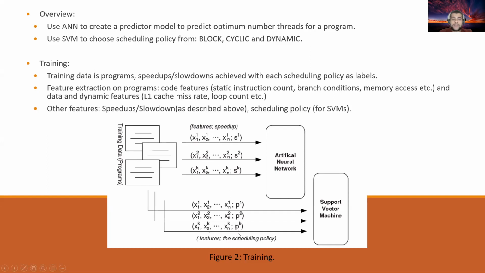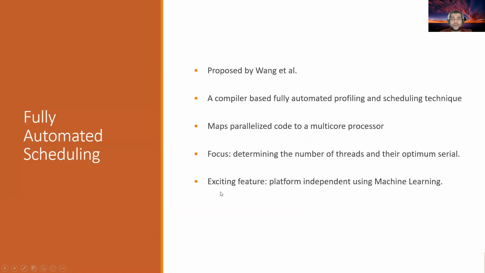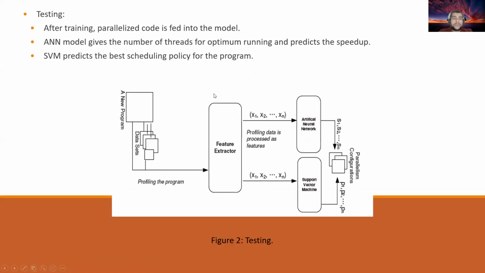Along with that, the optimum scheduling policy to achieve this speed up. To achieve S1, P1 scheduling was used for this X feature. That's the information that's going to the models. And then the usage is also very straightforward.